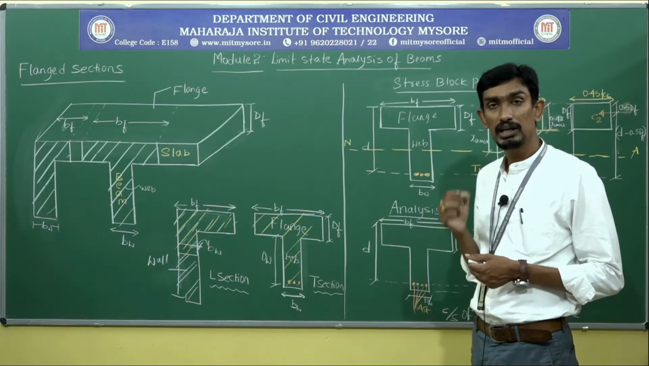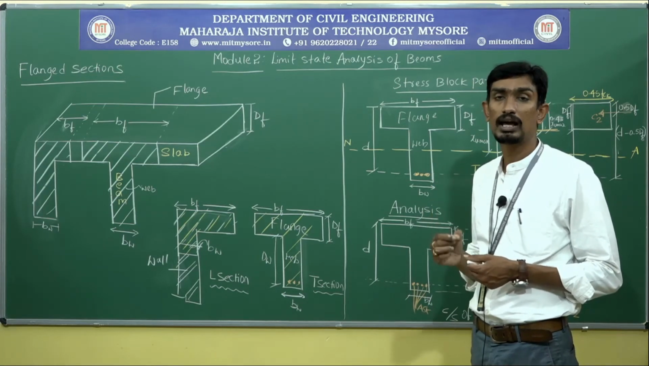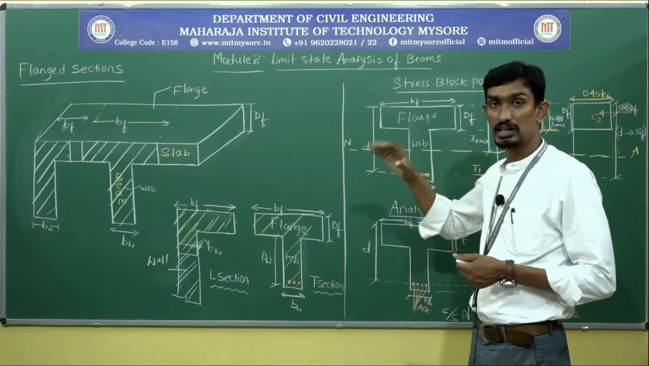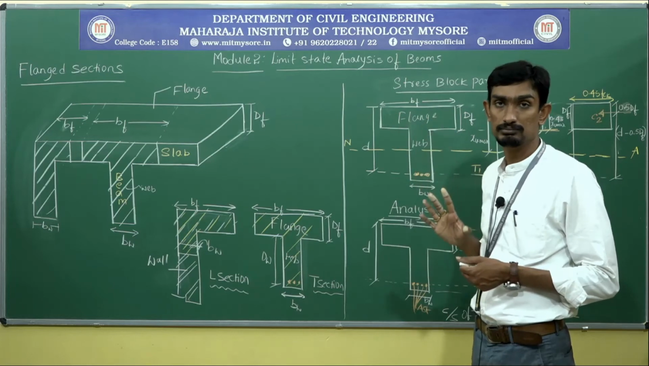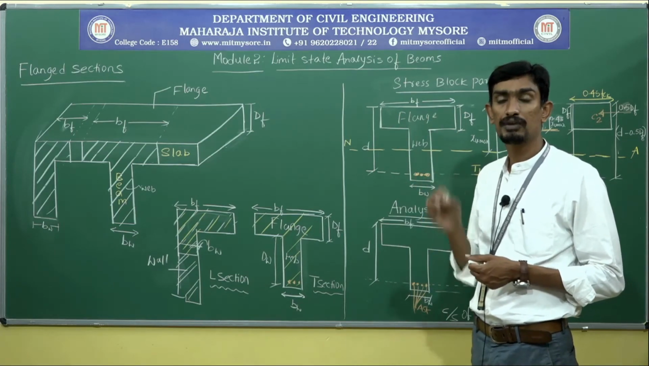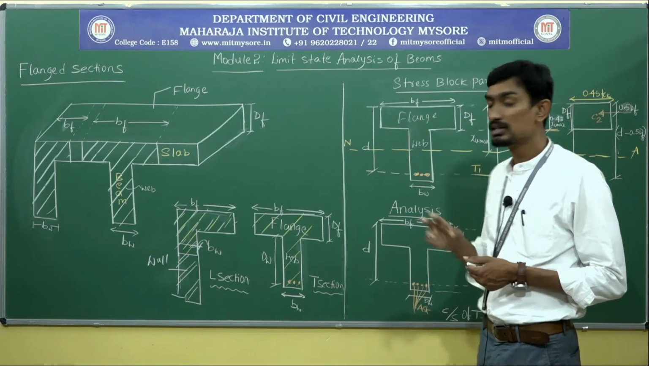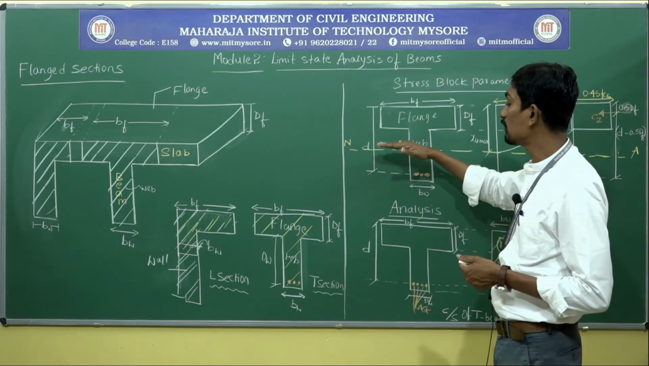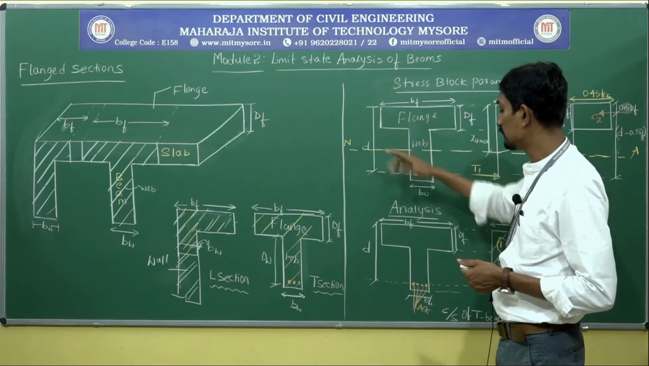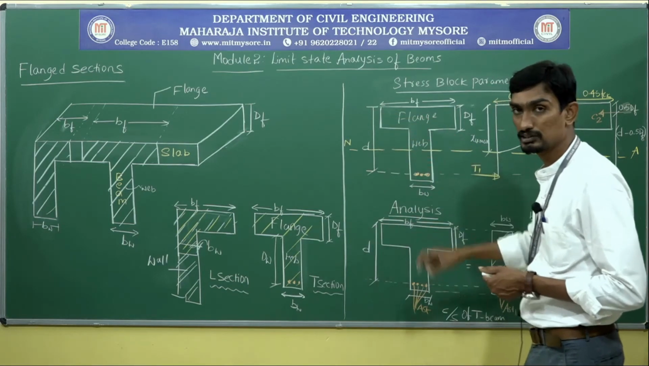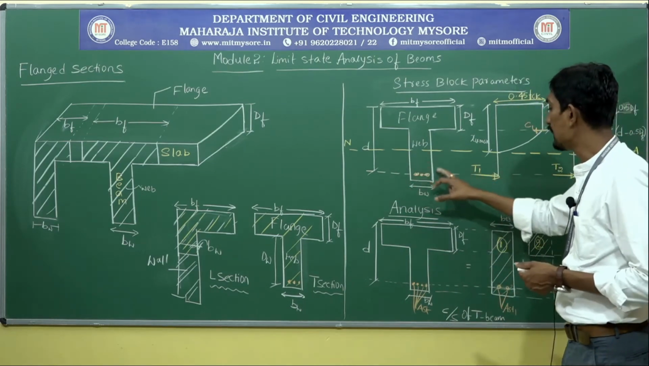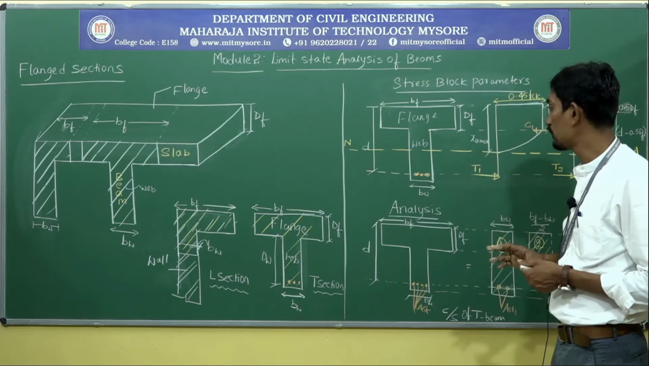XU. We need to find out whether the neutral axis is lying within the flange or outside the flange. That is the aim of the problem. We are going to come across two conditions here. In the analysis of a T-beam, whatever neutral axis we calculate, it is going to lie either within the flange or outside. That I am going to explain in the next session. Next, the area of steel remains the same, no change.